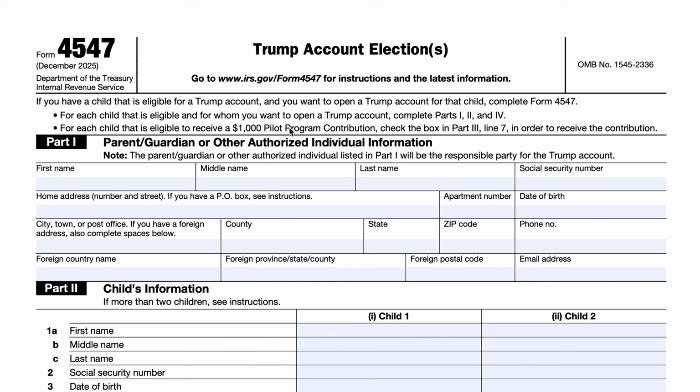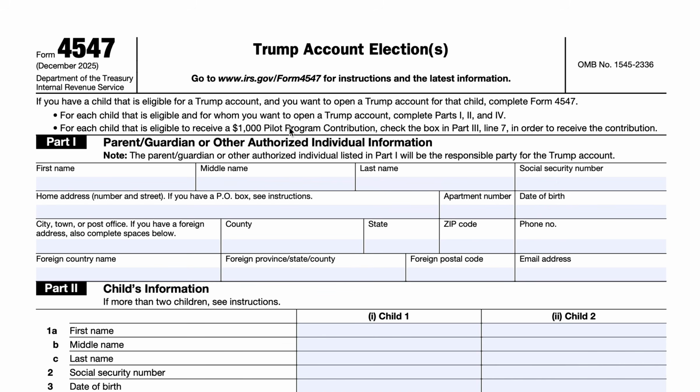Trump accounts also have a separate contribution limit from other IRAs. There isn't a deduction that's allowed for a contribution to a Trump account, and there are restrictions on distributions for the account. So there's a lot more information that will be coming out as Trump accounts become established. So what we're going to do first is go over the form.